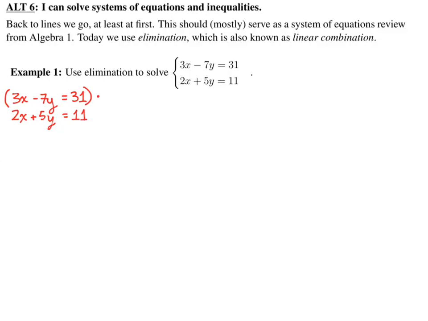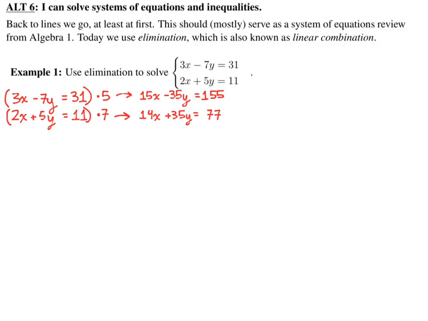So go ahead and potentially, if you wanted, you could multiply the first equation by 5 and the second equation by 7. And if you do that, you got to remember everything in the first equation multiplies by 5, including the constant at the end, and everything in the second equation multiplies by 7. Again, that includes the constant at the end.